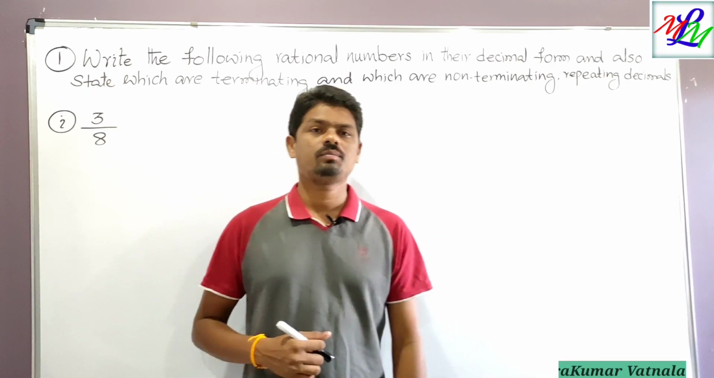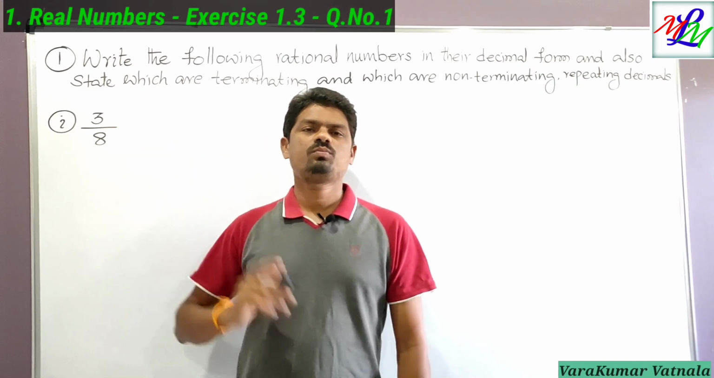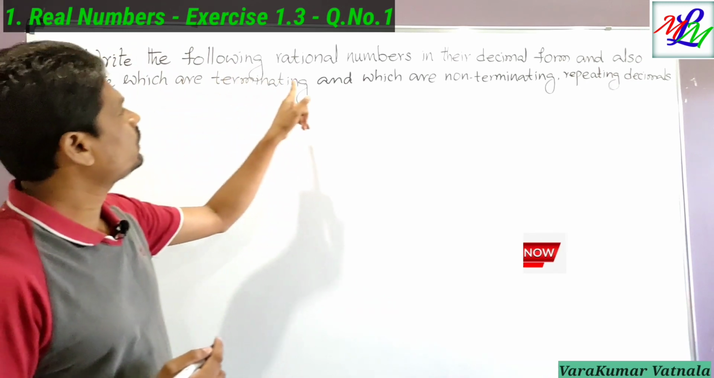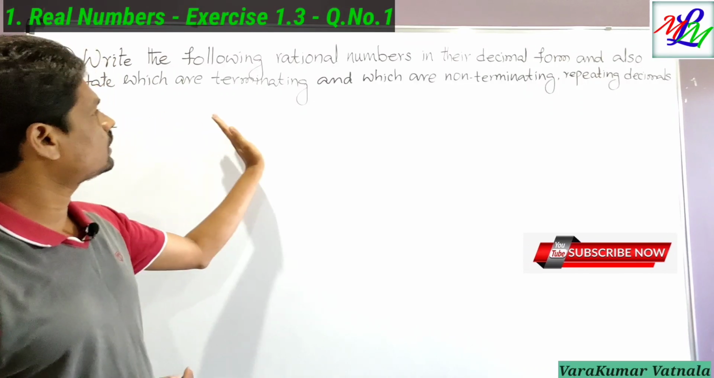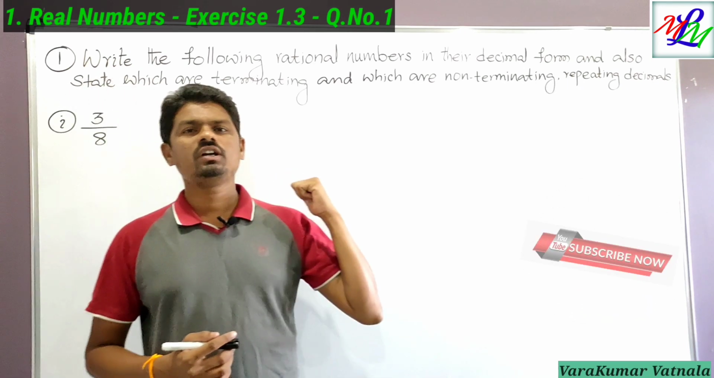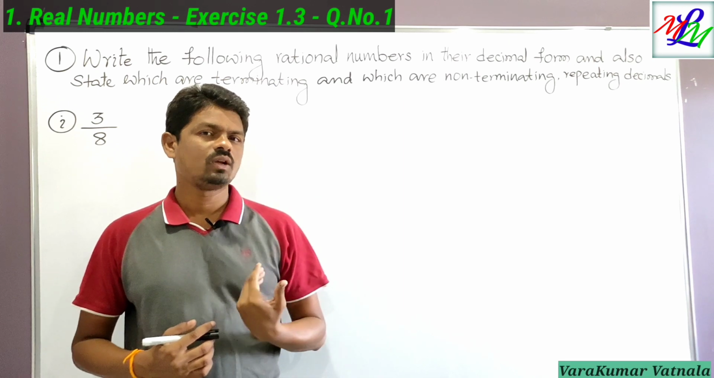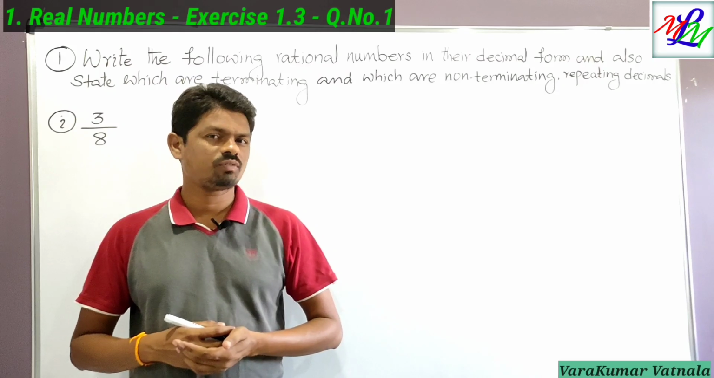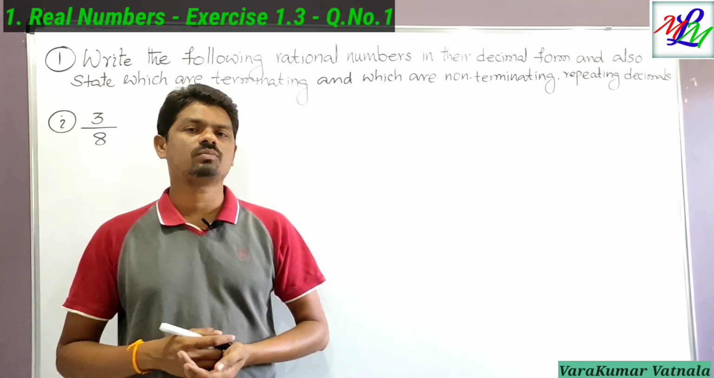Today we are going to solve a problem from the chapter Real Numbers, exercise 1.3, first problem. What he is asking is: write the following rational numbers in their decimal form and also state which are terminating and which are non-terminating repeating decimals. Here he has given some rational numbers. He is asking to write them in decimal form, and then we have to say which are terminating and which are non-terminating repeating decimals.